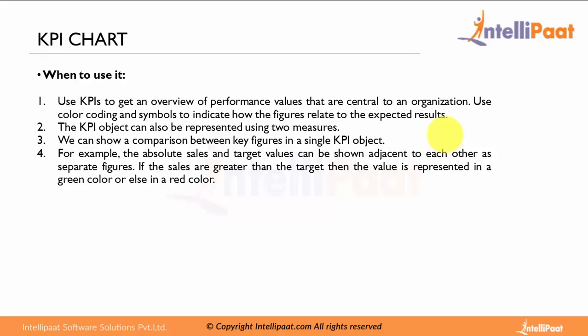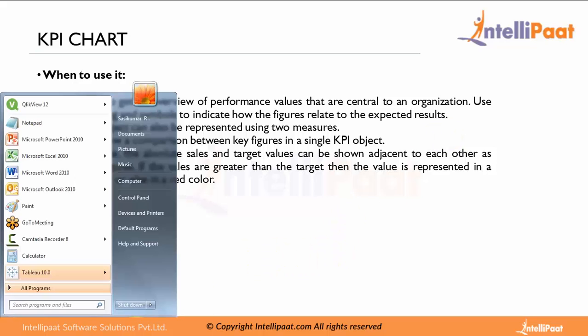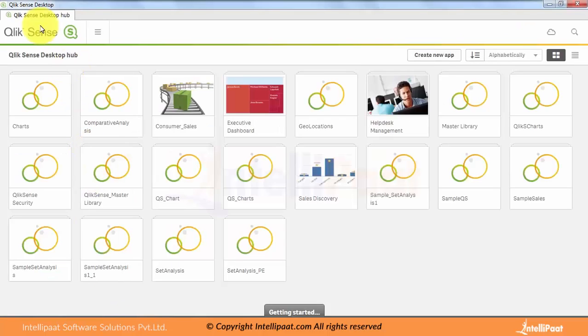And the KPI object can also be represented using two measures, and we can show a comparison between KPI figures in a single KPI object. For example, the absolute sales and target values can be shown adjacent to each other as separate figures. If the sales are greater than the target value, then it is represented in green color. If it is lesser than the target value, it is represented in red color. So we will see one example for KPI.